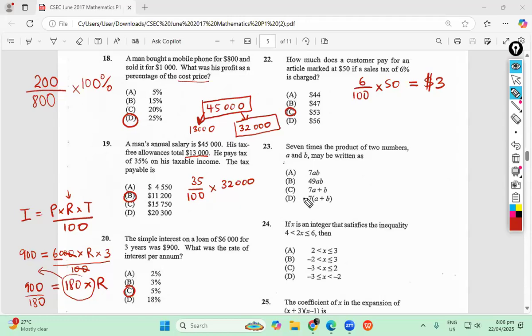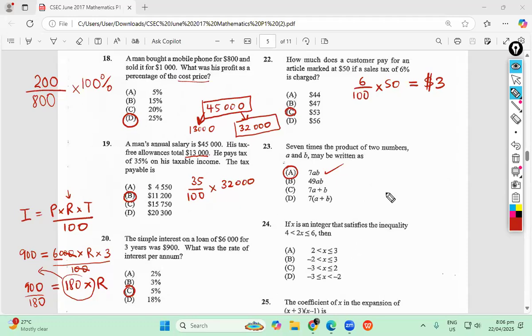Number 23, super easy. 7AB, the answer is A. 7 times the product of two values. Now, product just means the amount. I don't think I have too many explanations here, so I'm not going to go too much into that one.